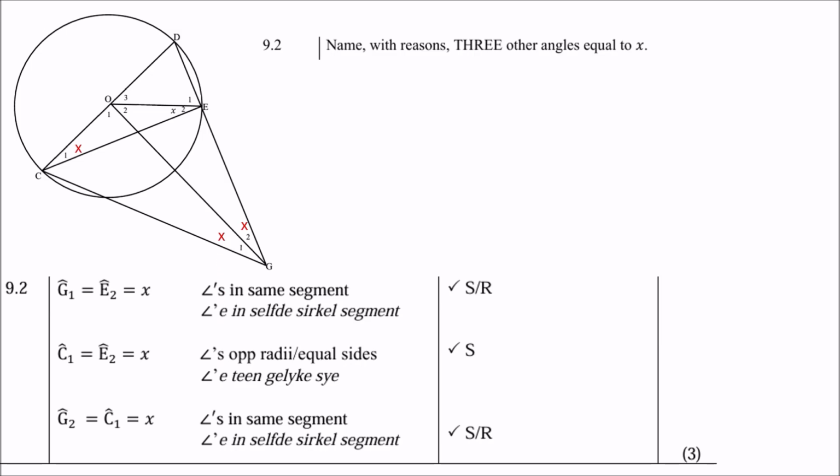9.2, name with reasons 3 other angles equal to x, and in my animation I will show that. So G1 equals E2, that is x, reason angles in the same segment. C1 equals E2, also x, angles opposite equal sides, or the radii are equal. And then G2 equals C1, also x, angles in the same segment.